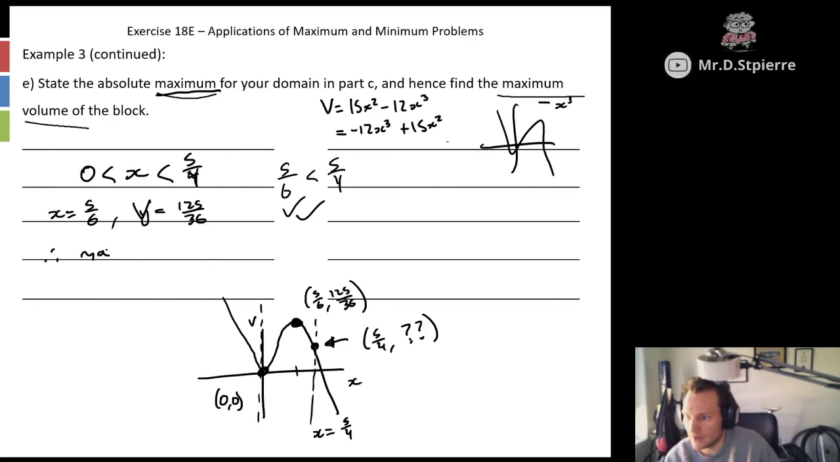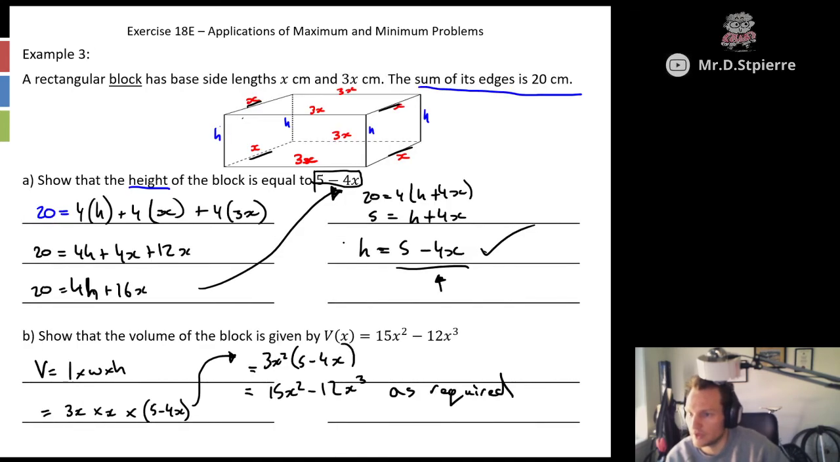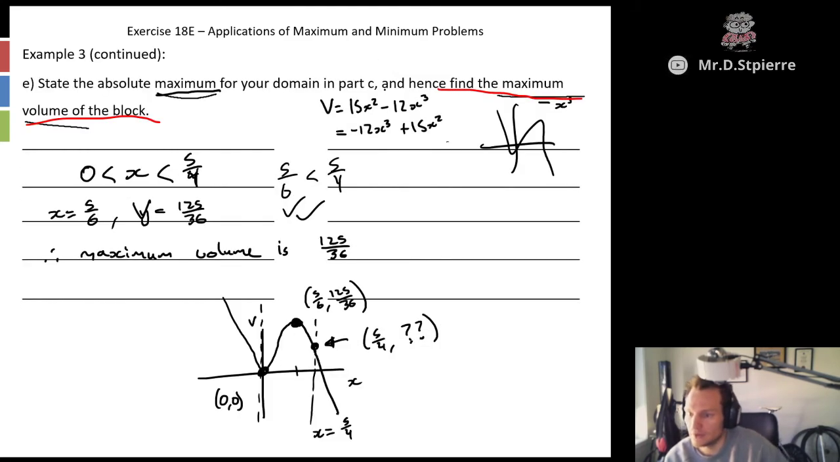Therefore, and this is we need to answer the question, that was that very last point, and hence find the maximum volume of the block. So we stated in the sentence, maximum volume is 125 on 36, and we just have to have our units. So our units all the way back at the start was centimeters. So units for volume will be centimeters cubed. And that's the problem done.